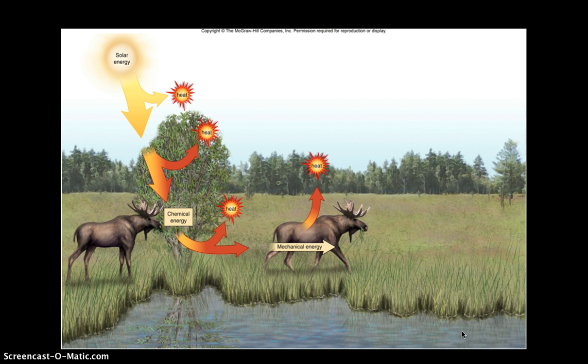So here, for example, there's solar energy, and it gets stored into chemical energy through photosynthesis. So now we have chemical energy. This moose is going to eat a plant, it's going to get some chemical energy, and then it's going to break the bonds that are stored in the carbohydrates, and then it's going to use the chemical energy, release it, and use it as mechanical energy to move.